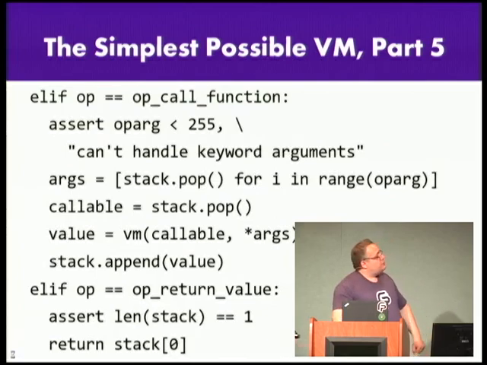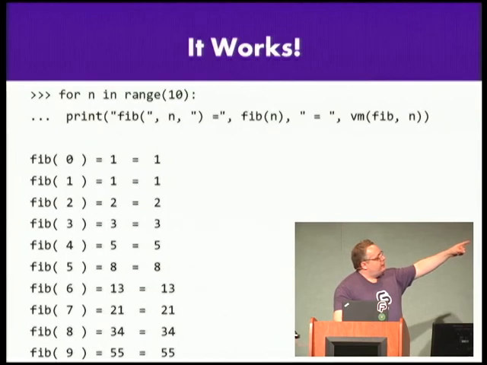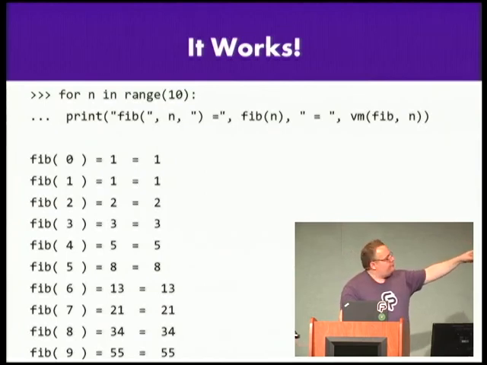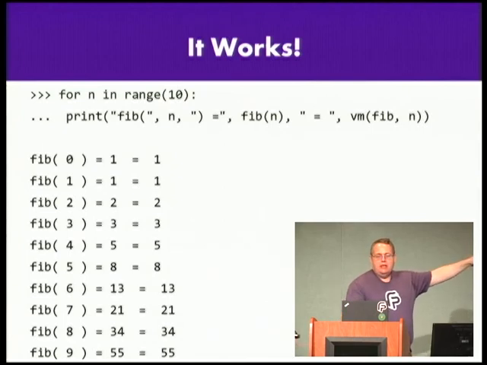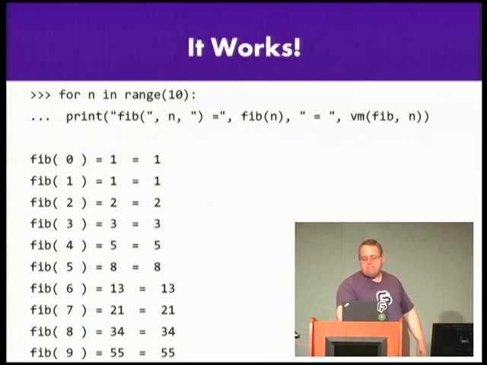And this really, really works. This is calling it in a loop, 0 through 9, and I call the real fib, and I call my VM with that fib callable and the parameter of n, and I get the same results every time.